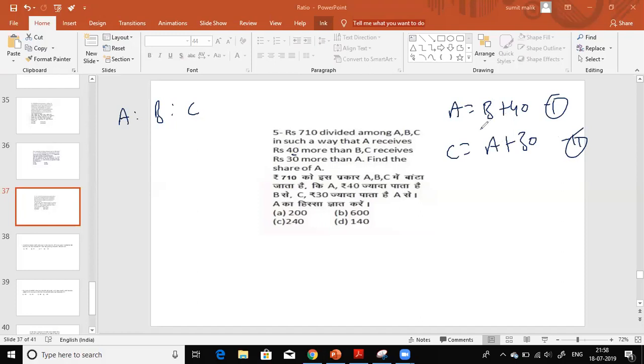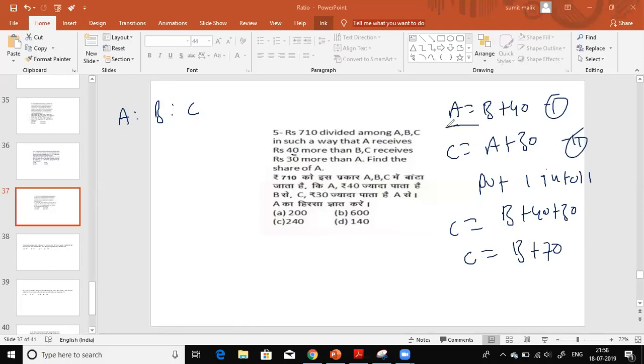So if I put the first equation into the second, what will I get? C is equal to B plus 40 plus 30. So C is equal to B plus 70. So this is the equation. A receives 40 rupees more than B and C receives 70 rupees more than B.